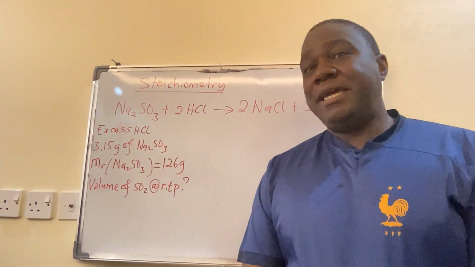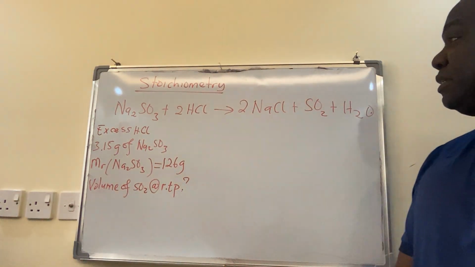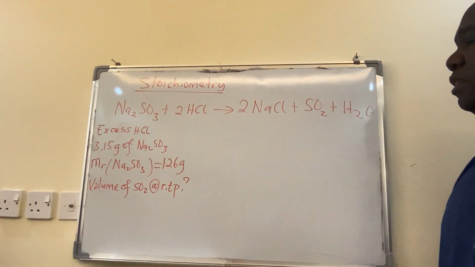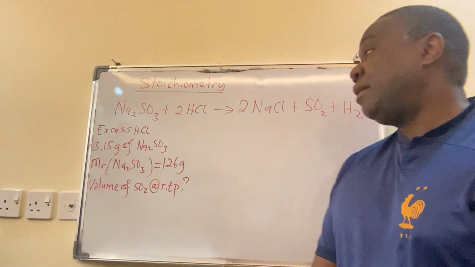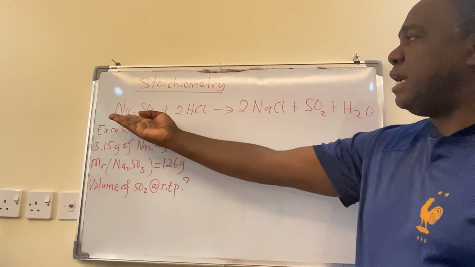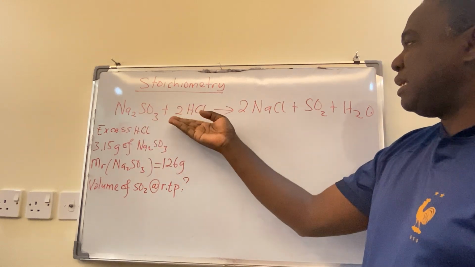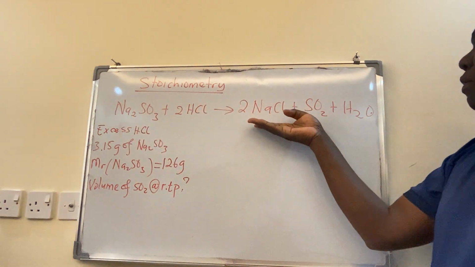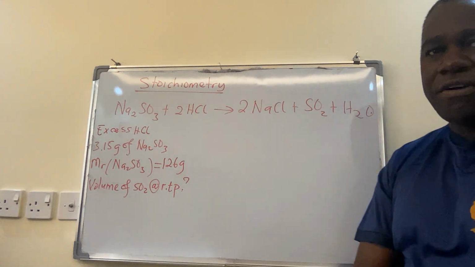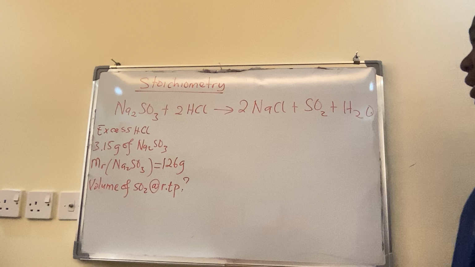Good day, students. Today, I just want to help you through a question which came sometime in 2012. It was a stoichiometry question involving the production of sulfur dioxide. Now, in the lab, if you want to produce sulfur dioxide, you can take sodium sulfite plus hydrochloric acid, and then you make sodium chloride, sulfur dioxide, and water. Okay, that's one method of producing sulfur dioxide in the lab.